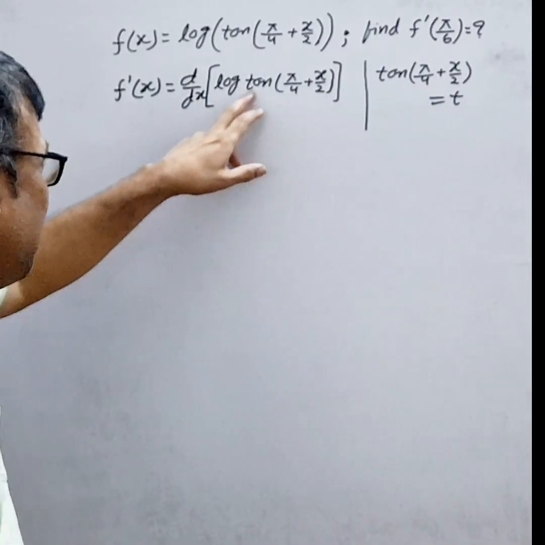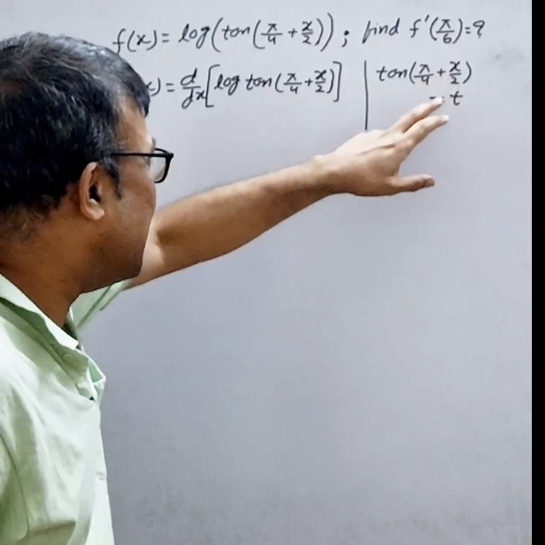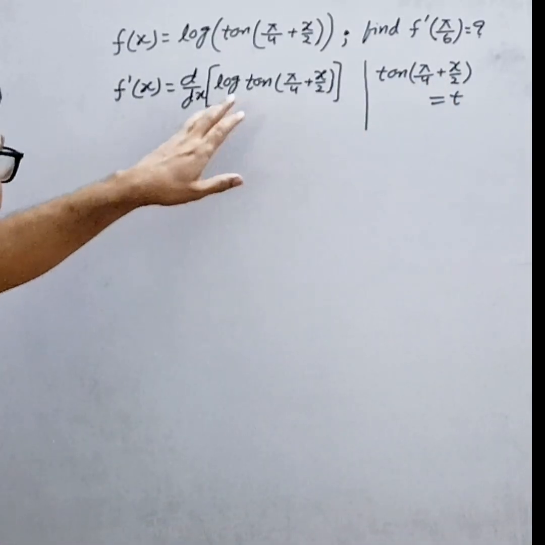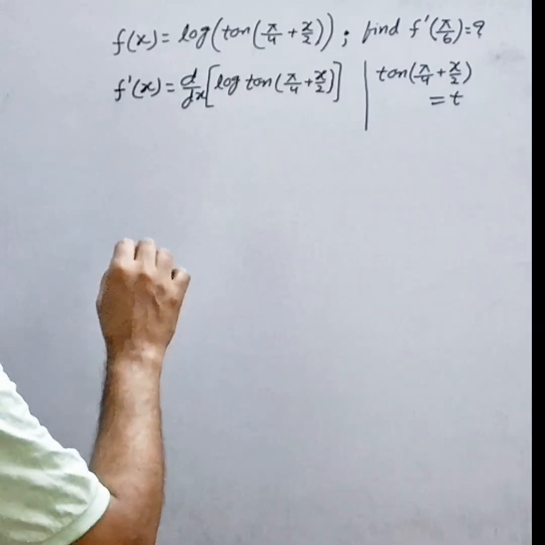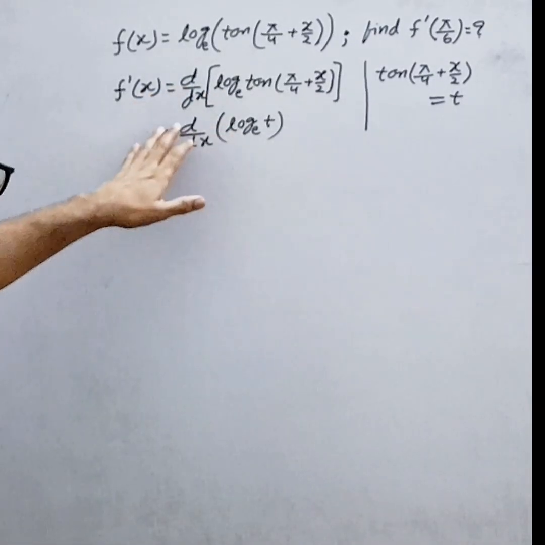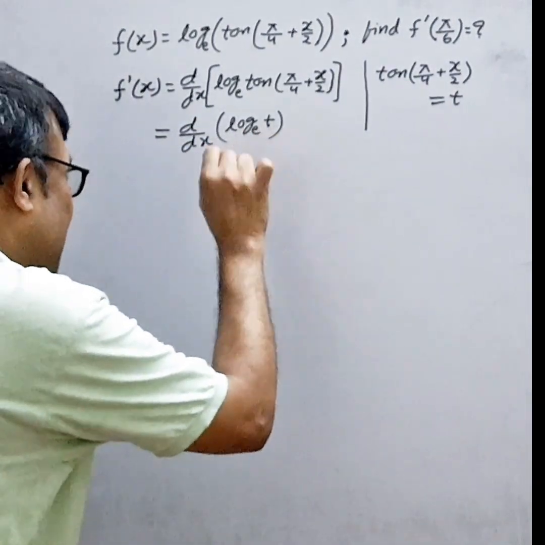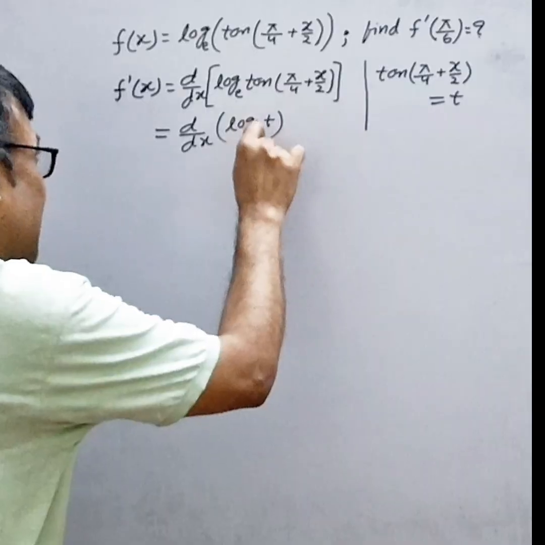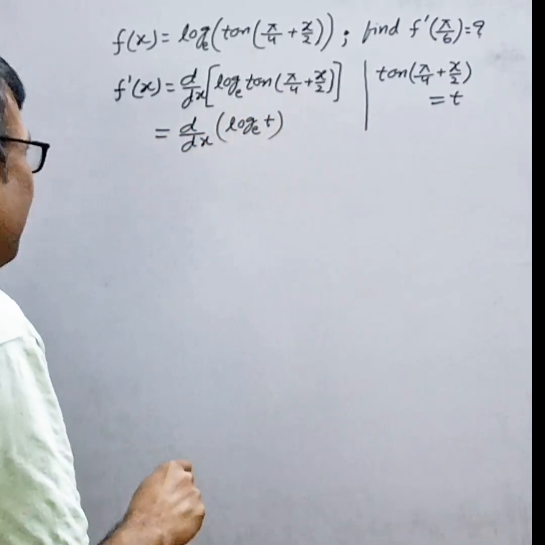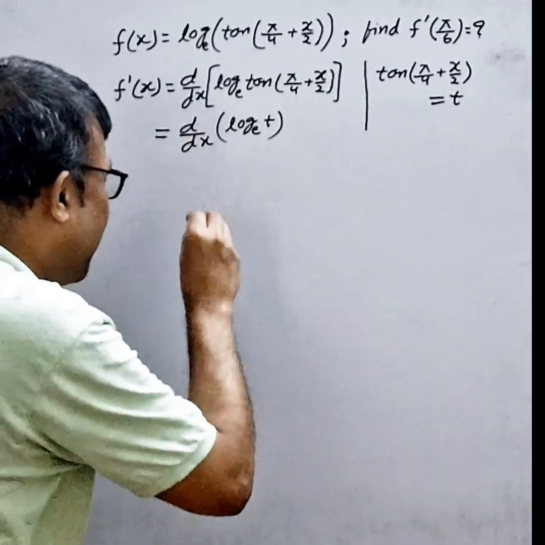So if we replace the inner tangent function, tan(pi/4 + x/2), with a simple variable t, then this function will become log t. So it can be differentiated then. See how. This expression will now become d/dx of log t. But here we find that the variable in the function is t, so it can be differentiated only with respect to t. It cannot be differentiated with respect to x. So first we have to modify it.